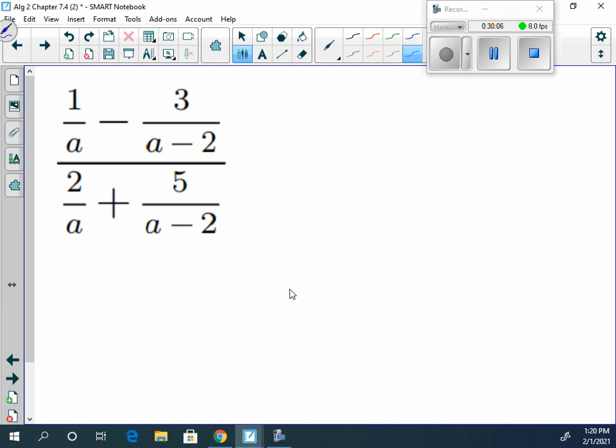All right, let's look at this one here. So we have 1 over a minus 3 over a minus 2, all over 2 over a plus 5 over a minus 2. So to make this a little bit easier to work with, we need a least common denominator that we can multiply the numerator and denominator by, so that we can turn the two fractions in the numerator and two fractions in the denominator into a single fraction. Now, what do you think we can multiply the numerator and denominator by to simplify this down?